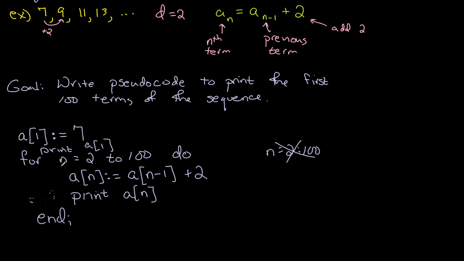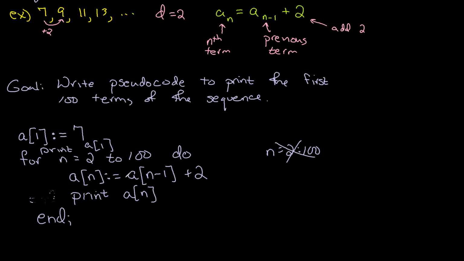But the next thing I'm going to do is go from n equals 2 up to 100 because I don't care about 1 anymore. We already set a sub 1. I already took care of that. So I'm going to increment n from 2 up to 100. So it's going to be a for loop. Okay, so for n equals 2 up to 100, I'm going to do the following.